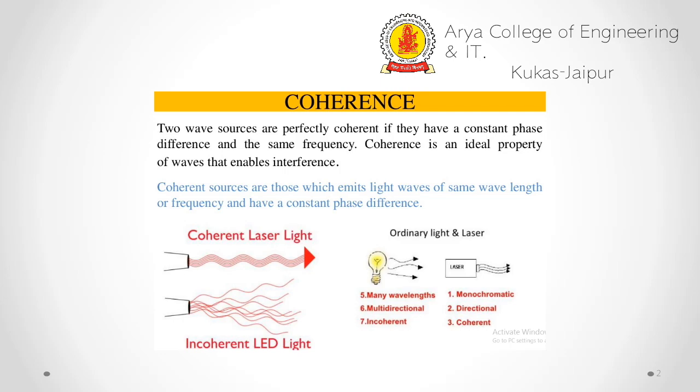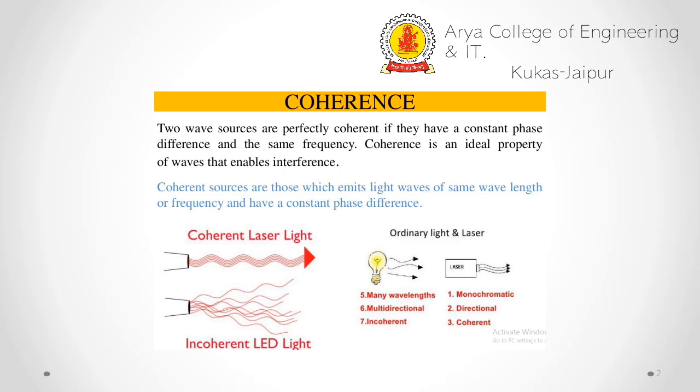Coherent sources are those which emit light waves of the same wavelength or frequency and have a constant phase difference. An example of coherent light is laser light, and an example of incoherent light is ordinary light. Now what is the main difference between ordinary light and laser light?